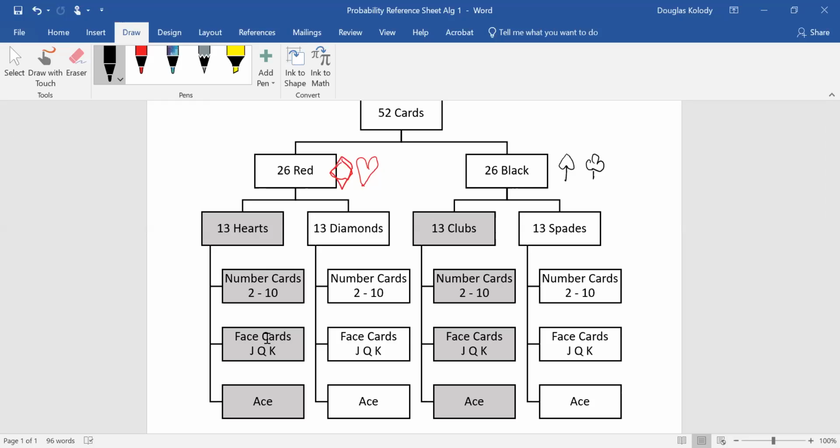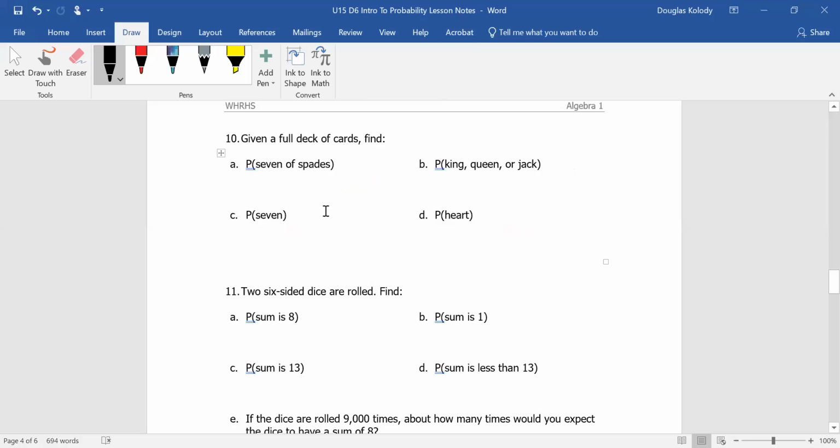So the 7 of spades, there's only one 7 of spades. So that's one card out of 52 total cards. 7 of spades, 1 out of 52. However, how many 7s in general are there? Well, there's the 7 of spades, 7 of hearts, 7 of diamonds, 7 of clubs. That's 4 cards out of 52. How many times does 4 go into 52? 13 times.